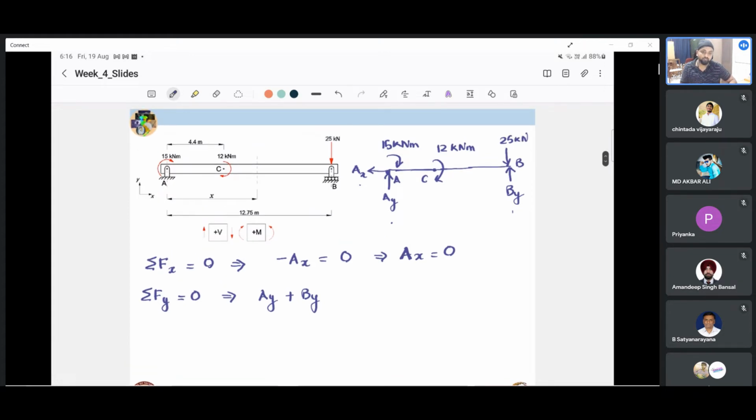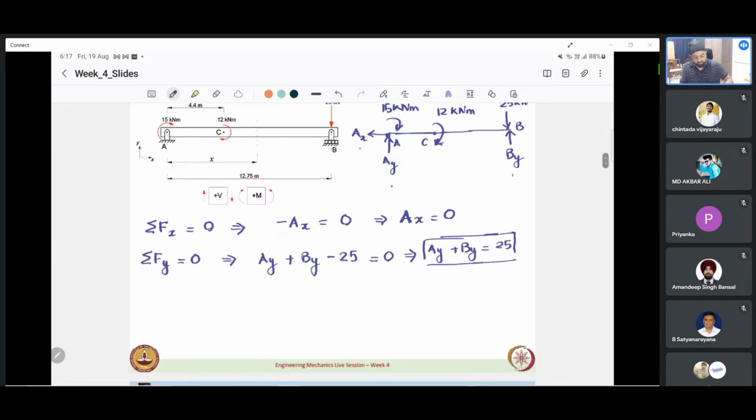Do we have any other force that is applied? We have a force applied at point B, which is pointing in the negative y direction. Do we have any other force that we have not accounted for? We should be careful that these 12 kilonewton, 15 kilonewton meter, 12 kilonewton meter and 15 kilonewton meter are not forces, they are couples. The two are very distinct things. So we should not account for them while summing up the forces. So this equals 0, from where we get Ay plus By equals 25. This is one equation that we have got.